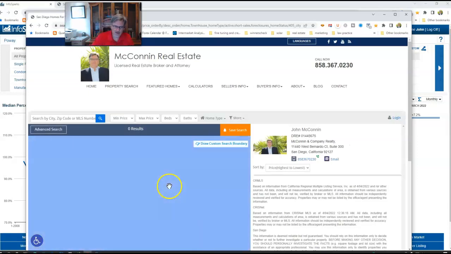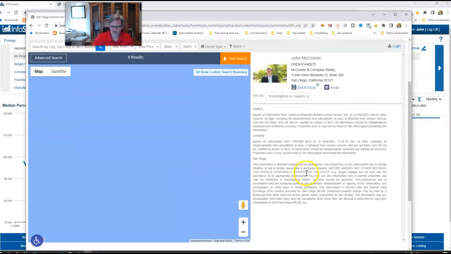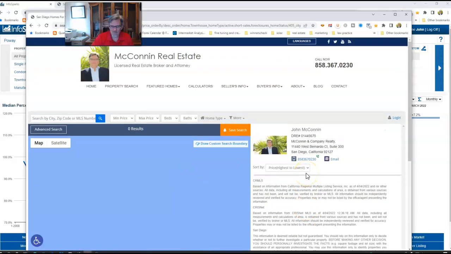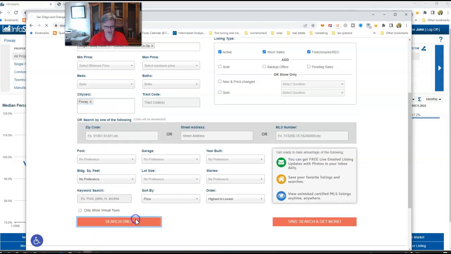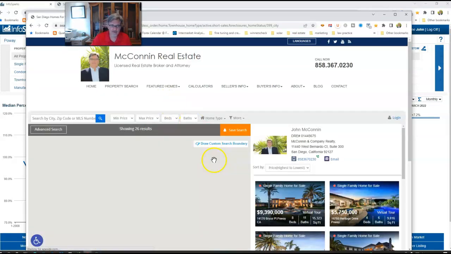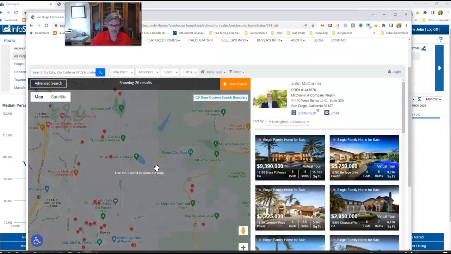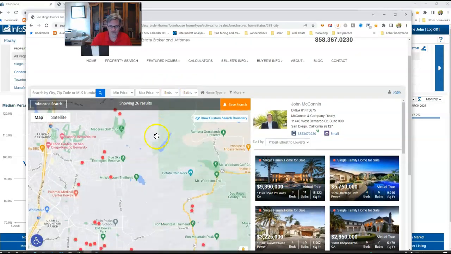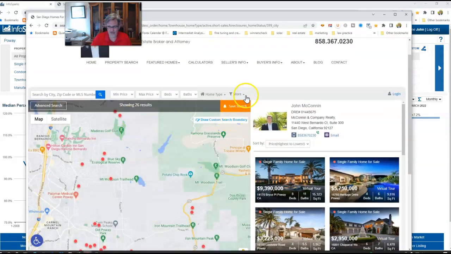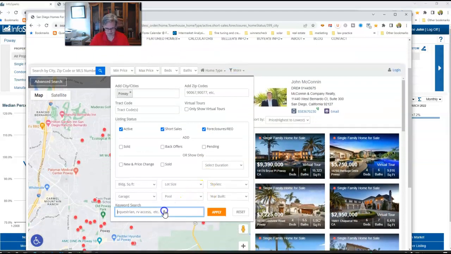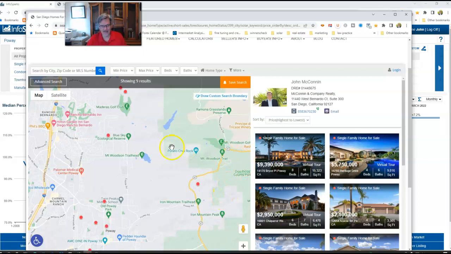Well, that was strange. Let me go back. Let's try Poway. Maybe my software didn't like limiting to Rancho Bernardo instead of the zip. So here's 26 homes for sale in Poway. I didn't type in solar, I'm willing to bet. Keyword solar. Apply. Yeah, because that seemed like a lot.